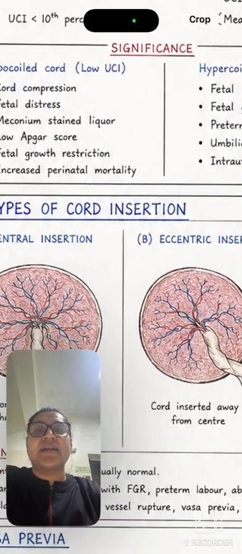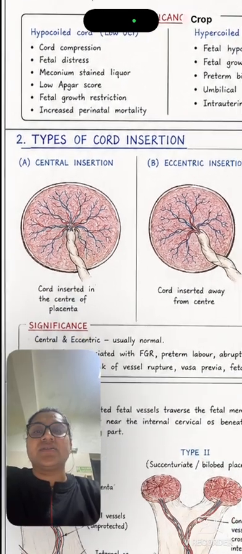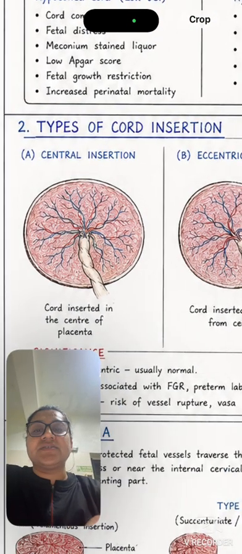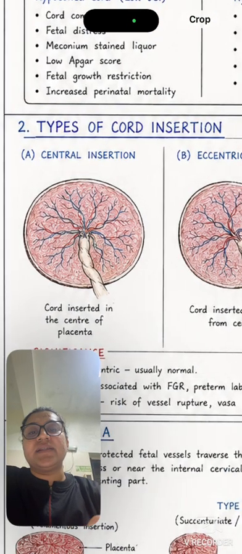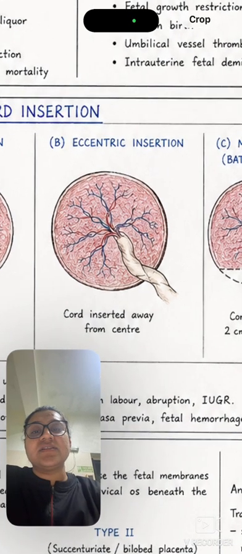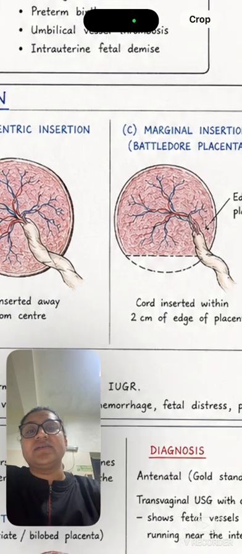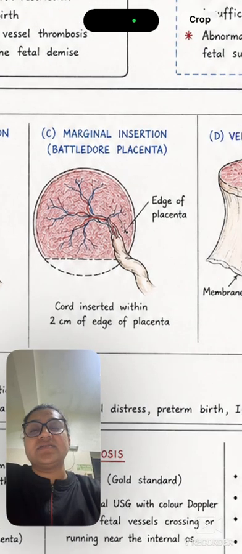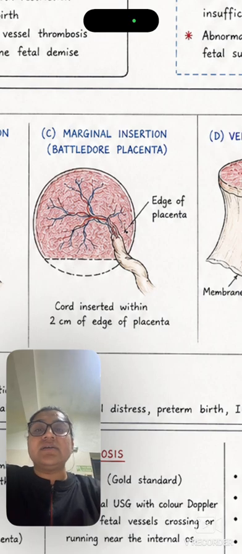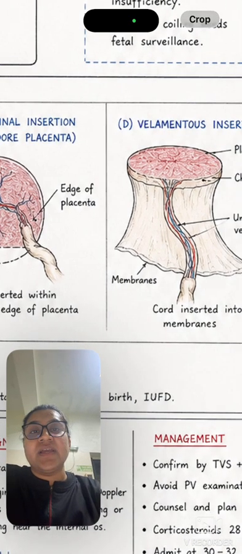Okay. So the second one is the types of cord insertion. The first one is the central insertion, where the cord is inserted in the center of the placenta. Eccentric insertion, where the cord is inserted away from the center. Third one is the marginal insertion, also called battledore placenta, where the cord is inserted within 2 cm of the edge of the placenta.